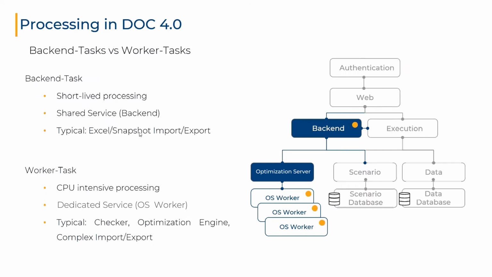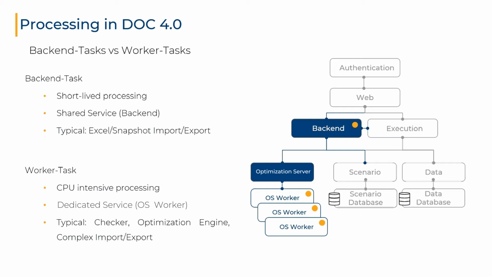There are two ways to execute processing code, as back-end tasks or as worker tasks. The back-end tasks are meant to support short processing, for example, a small data check, a data import, or a snapshot export. They run in a shared service amongst all the users of the application. On the contrary, each worker task is running in a dedicated service on the optimization server. Those services are called worker services. You can have different worker services to support different worker tasks. You can also have multiple worker services to support the same worker task.